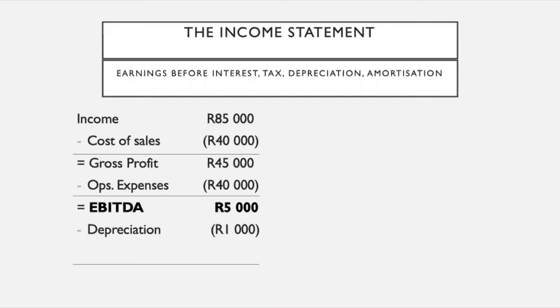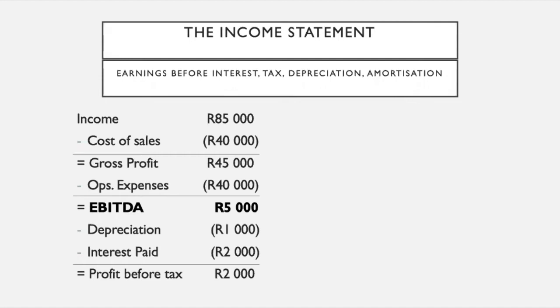EBITDA is also known as operating profit. We can then deduct our depreciation, our interest paid, and what we are left with is profit before tax. So you all know any business that makes a profit is liable to pay SARS tax. And the amount of tax that you owe SARS is 28% of the profit that you show.